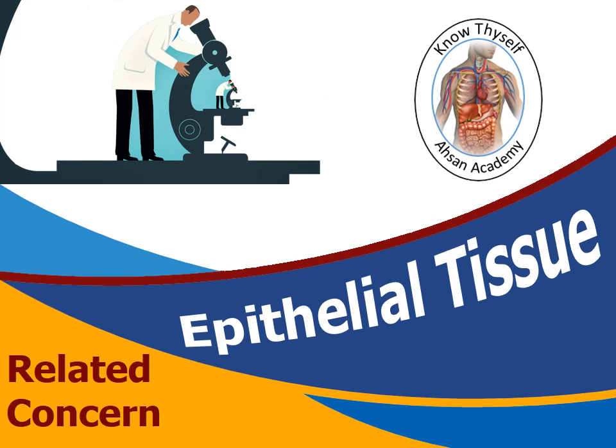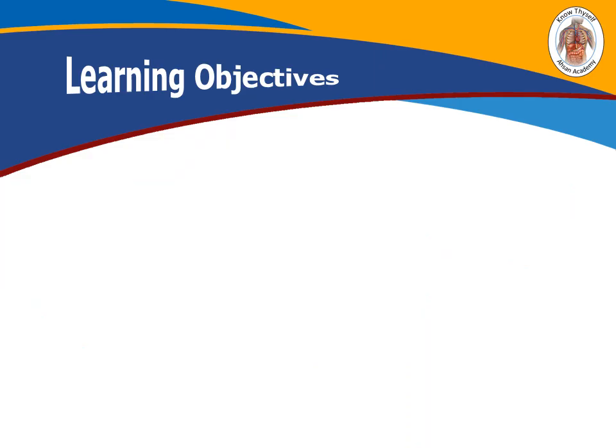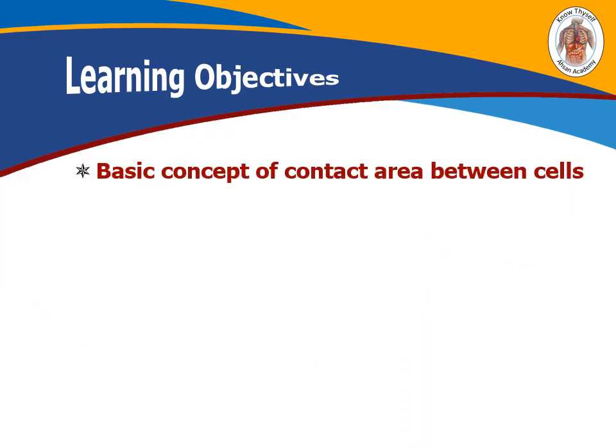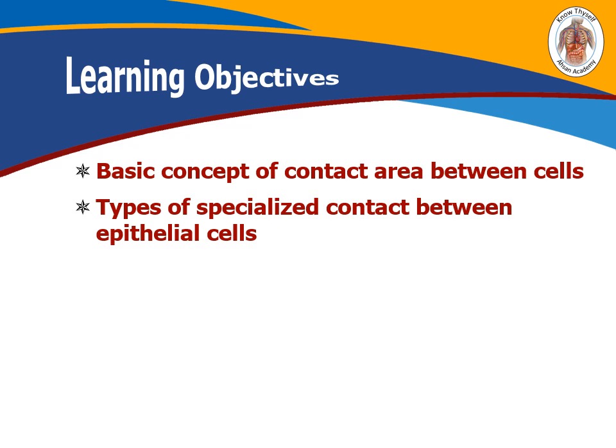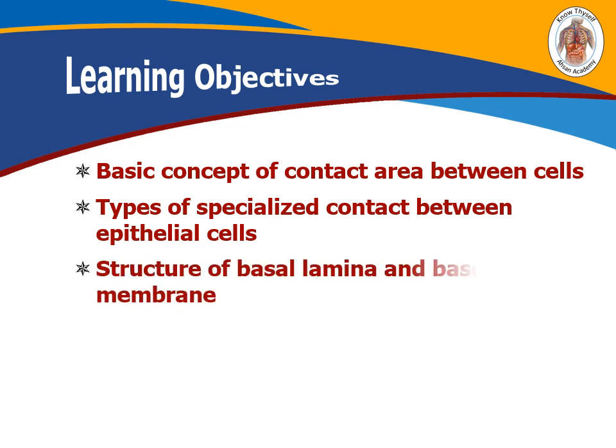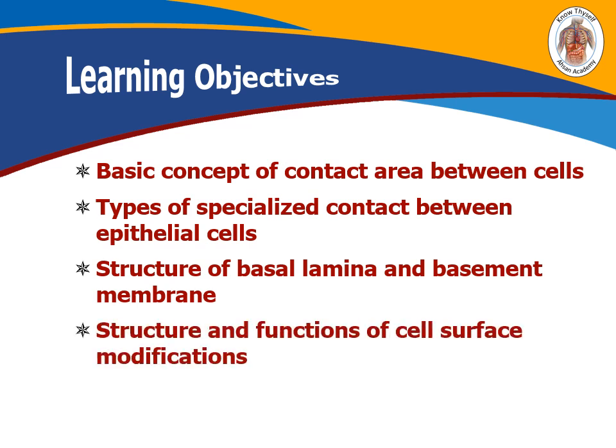Actually, in this presentation, I will discuss the related concern area. Today's discussion will include the basic concept of contact areas between the epithelial cells, the types of specialized contact that exist between the epithelial cells, the structure of the basal lamina and basement membrane, and the structure and functions of the cell surface modifications we observe in the epithelial cells.